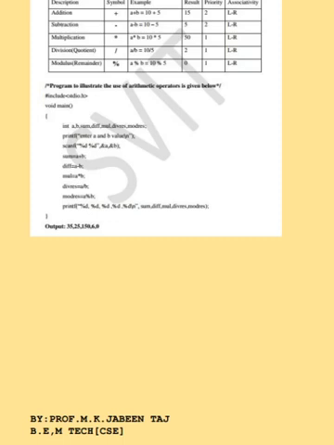Now let us see operators and expressions. Operators. An operator is a symbol that specifies the operation to be performed on various types of operands, or in other words, an operator is a symbol that tells the computer to perform certain mathematical or logical manipulations. Operators are used in programs to manipulate data and variables. Example: plus, minus, star, that is multiplication.